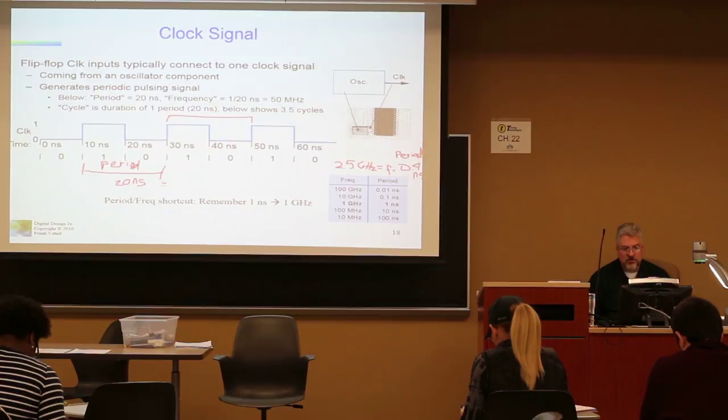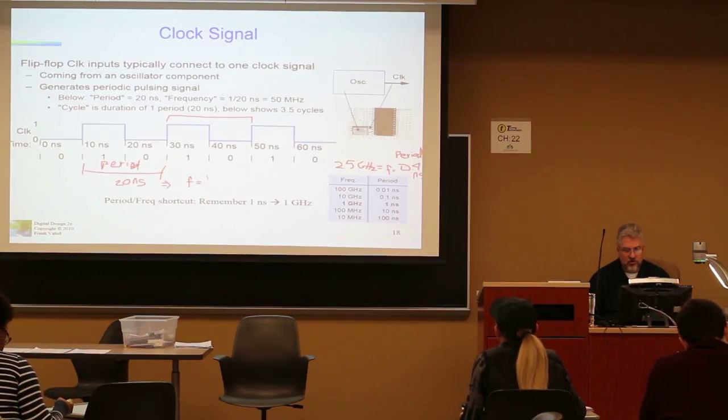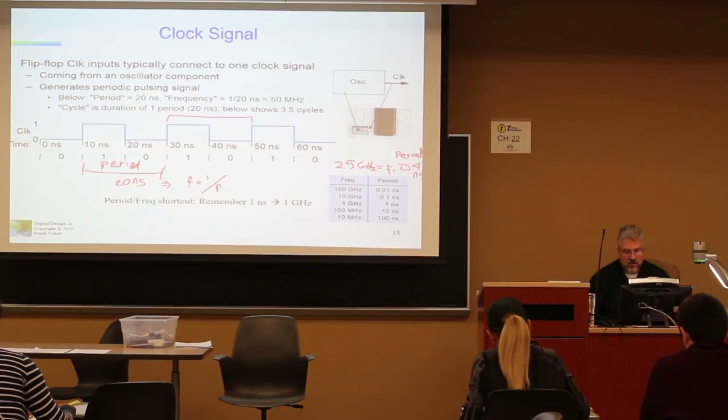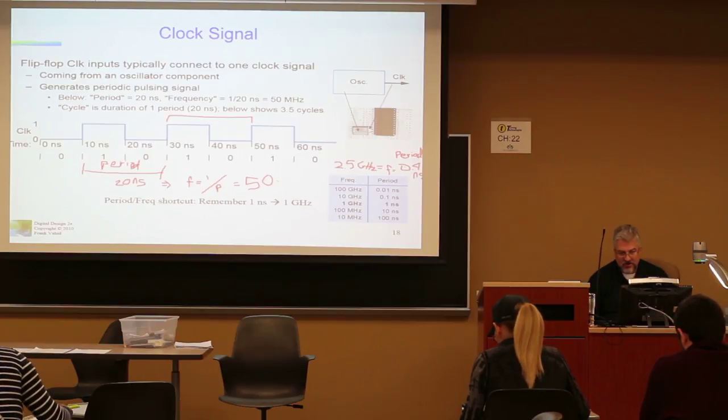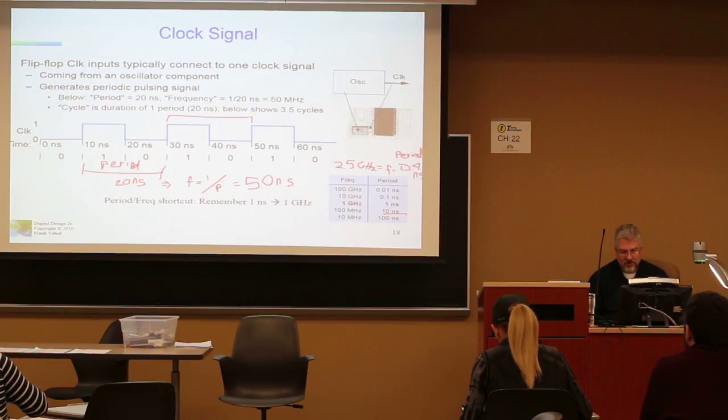So then what would that make the frequency? Frequency is equal to 1 over the period, which is going to be 5, that's a good start, 50 nanoseconds, right? Well, let's take a look. Here's 10 nanoseconds, right? Oops, I'm sorry. 50 megahertz. I'm going to really mess you all up, aren't I?